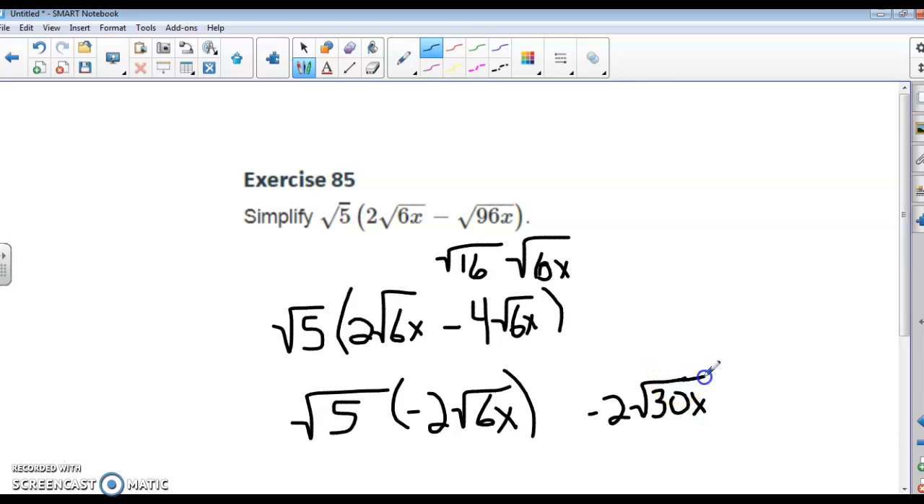All right, and then you want to see, is there anything that goes inside of 30? Does 4? No. Does 9? No. 16? No. 25? No. So that's our answer.